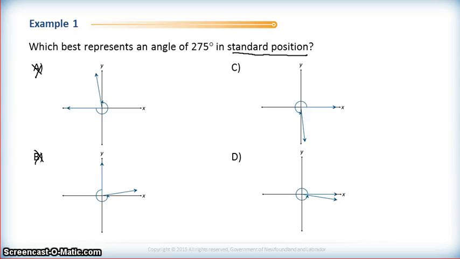So putting in our benchmark angles, 0 degrees, 90, 180, 270, and then all the way back to 360, we should see that our terminal arm should be closer to 270 than it is to 360. Therefore, the correct answer is C.